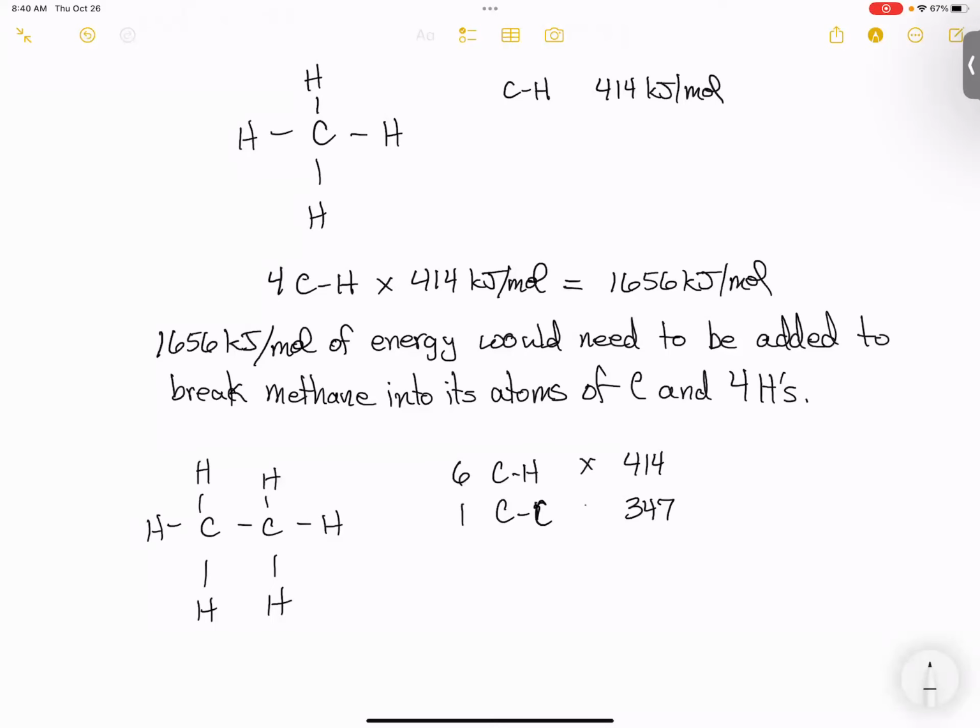So when you're looking at the energy, it takes 2,484 kilojoules to break up the carbon-hydrogens. And then it also takes an additional 347 kilojoules to break up the carbon-carbon, for a total of 2,831 kilojoules of energy.